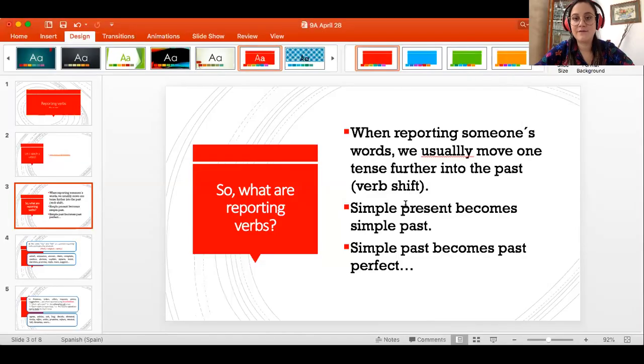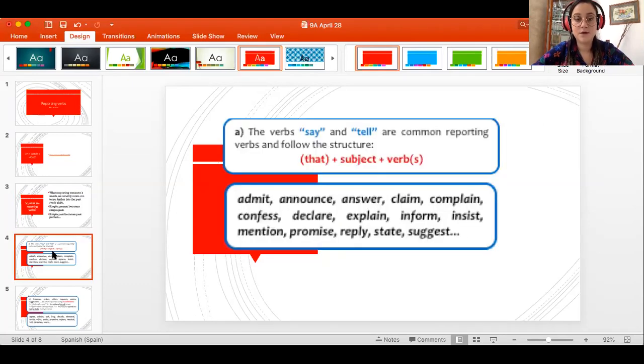Yeah, so reporting verbs are verbs that we use to report someone else's words. As I explained in our previous class, when we use reported speech, we usually move one tense further into the past. That was the verb shift that I explained to you, okay? For example, if a person speaks in simple present, when we report it, it becomes simple past. Simple past becomes past perfect, and so on. If you need to review reported speech, you can take a look at class number 2 that is also on my Facebook. Let's continue. So, there are many kinds of verbs that use different grammar structures.